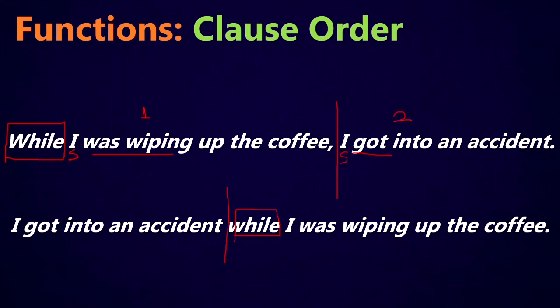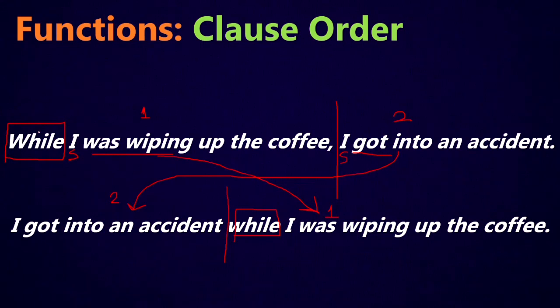So if we look at the first sentence, while I was wiping up the coffee, we said that this is clause 1, right? Now if we look at the second sentence, we see that all we did was we moved clause 1 to the second half of the sentence. So we'll still call this clause 1. And then we took the second clause, I got into an accident, and we moved it to the beginning of this sentence here. So we'll call that clause 2 still. So all we did was we switched the order of the clauses. Now I said the meaning stays the same. The meaning hasn't changed at all. All I did was I switched which clause came first and which clause came second.